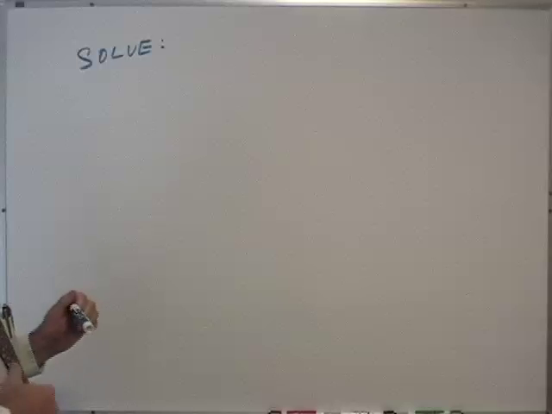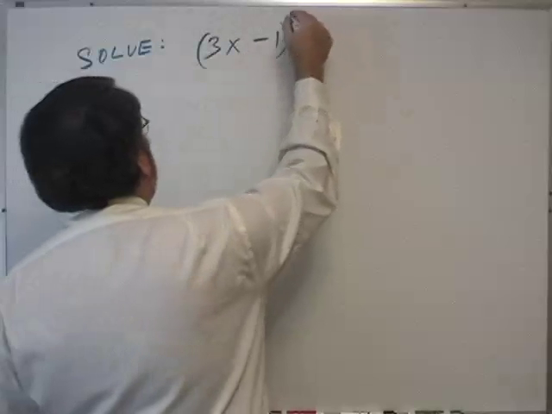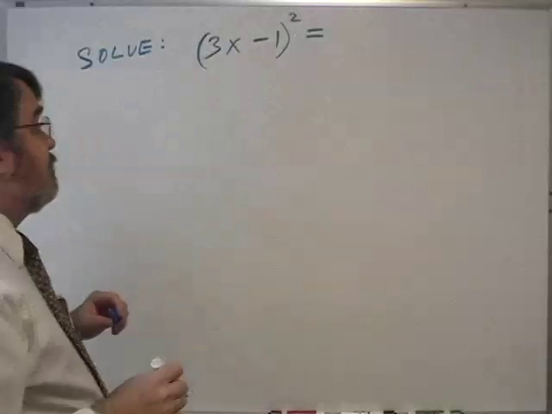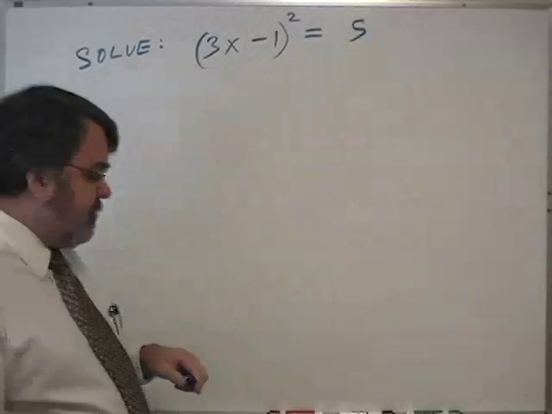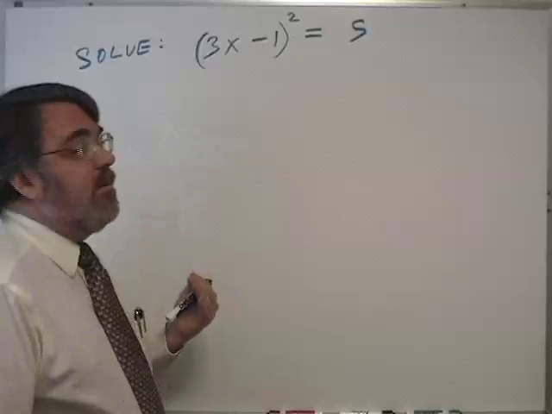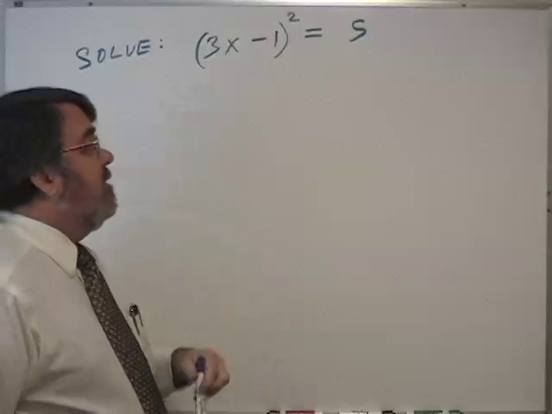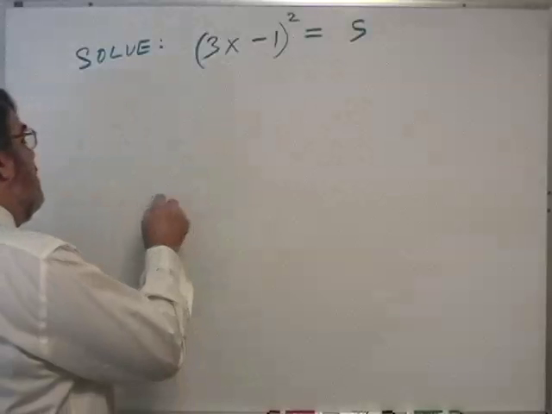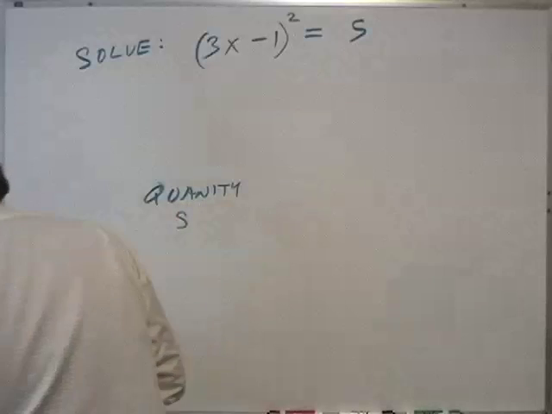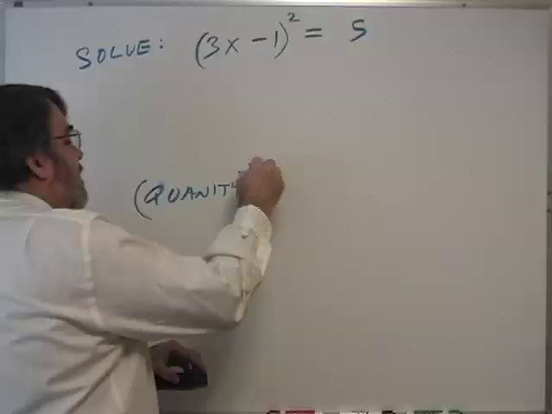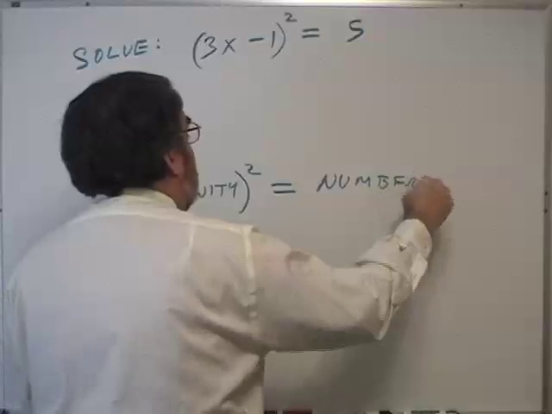So suppose we're going to solve (3x minus 1) in parentheses squared equals 5. All right. Well, the square root method works best when you have some quantity squared, equal to a number. And by number I mean a constant number, no variables.